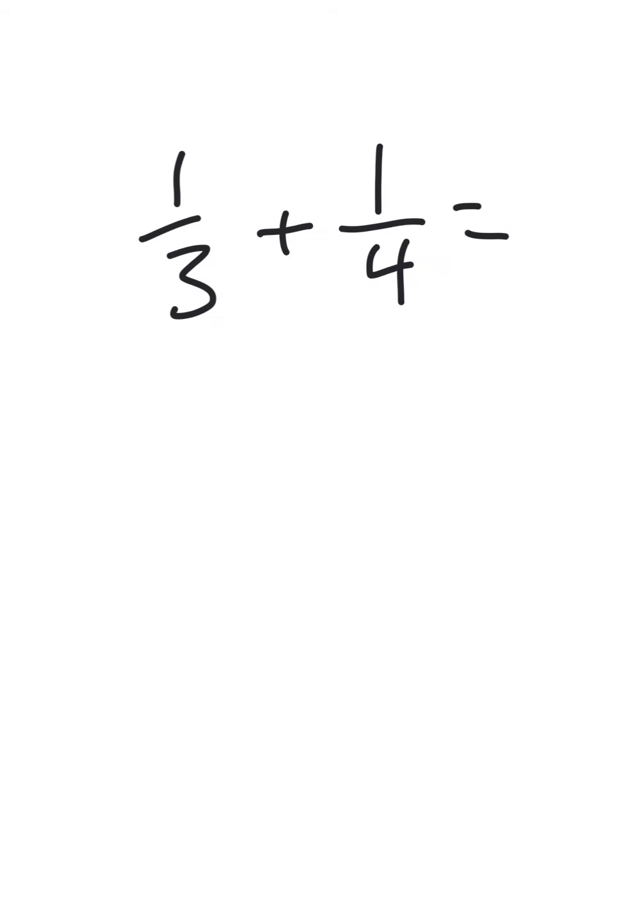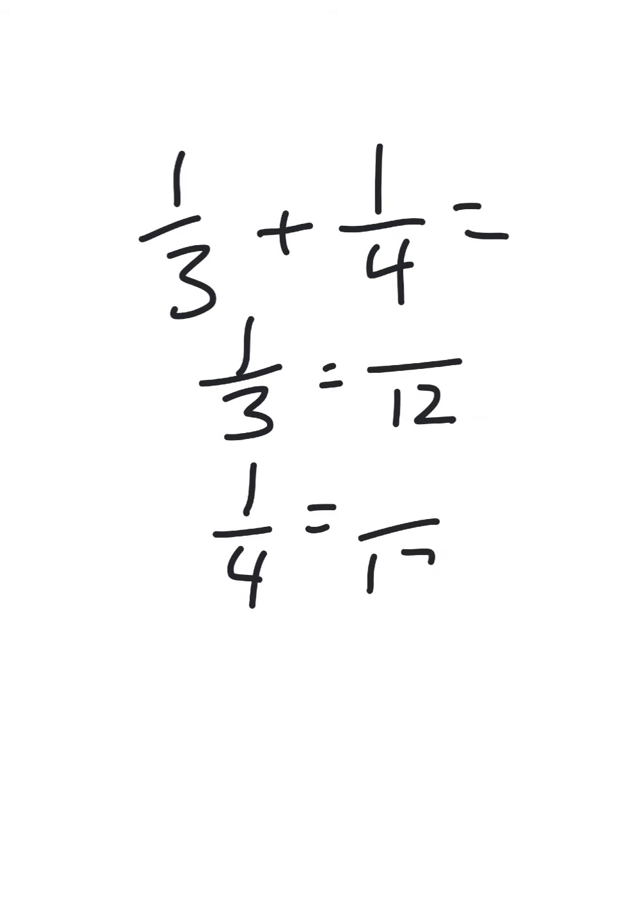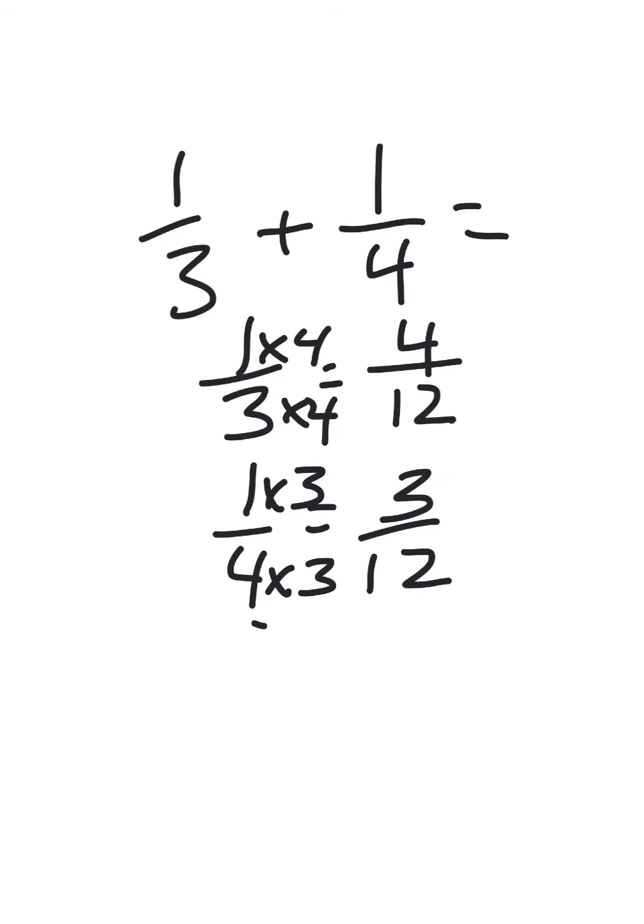In this situation, it's 1/3 plus 1/4. Again, we have to find a common bottom number. We know that they both go into 12. So 3 times 4 equals 12. 1 times 4 equals 4. 4 times 3 equals 12. So then I have to do the same thing to the top. I get 1 times 3 is 3. Since it's adding, I need to add these two numbers together. The size of the piece doesn't change. So this one becomes 7/12.